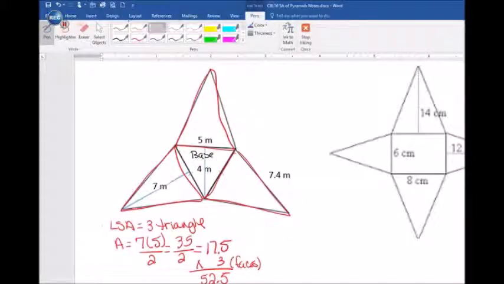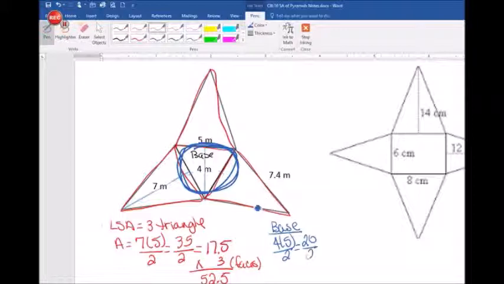Then we need to find the area of the base. This appears to be a 4 by 5, but there's only one base. So we're going to have 4 times 5 divided by 2, 20 divided by 2, that equals 10. And then we take both the lateral surface area and the area of our base to find the total surface area. So it's 52.5 plus 10, which would give us 62.5 meters squared.